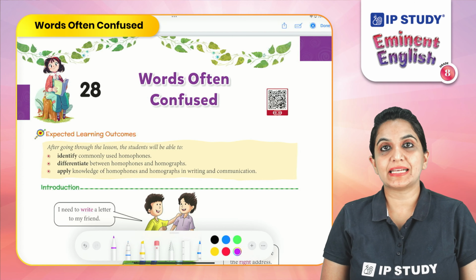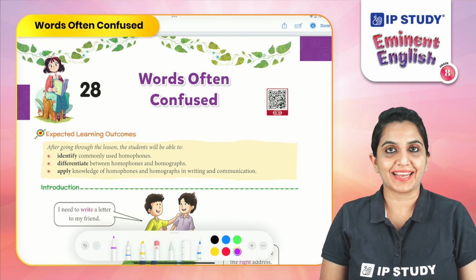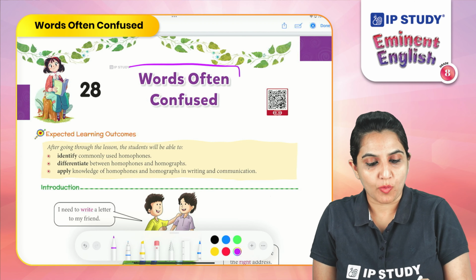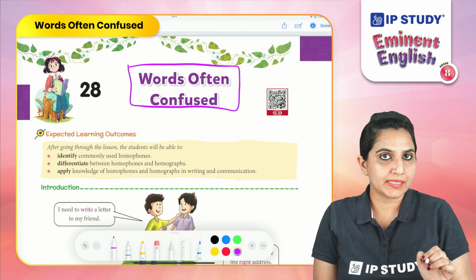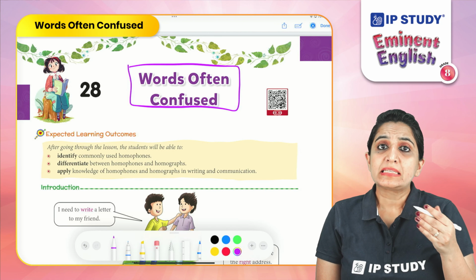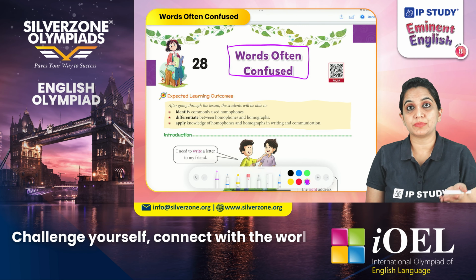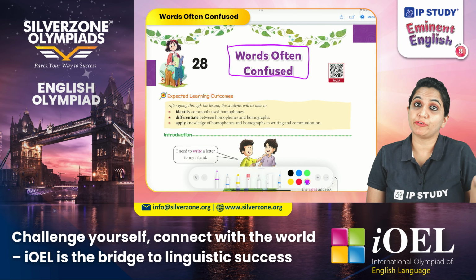Today we will discuss the 28th chapter of Grade 8 English Grammar. And our topic is words often confused. These are those words which have the same sound but they mean different. Sometimes they have the same spellings but different sounds and different meanings.